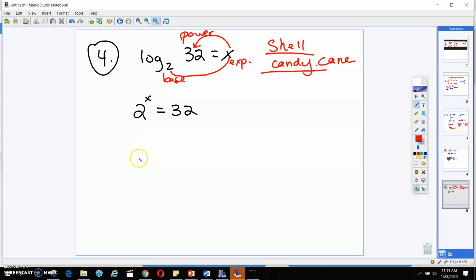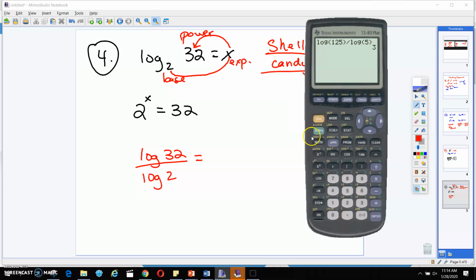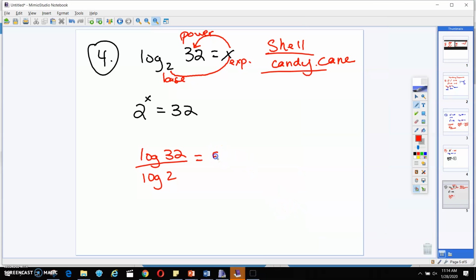So, if we were going to solve, we would use this log form. We would say log of 32 over log of 2. What does that give me? Let's look that up in our calculator. We're going to type log of 32 over the log of 2. So what is that going to give me? 5. And we know that if we plug 5 into this equation right here, 2 to the 5th power is 32, right?